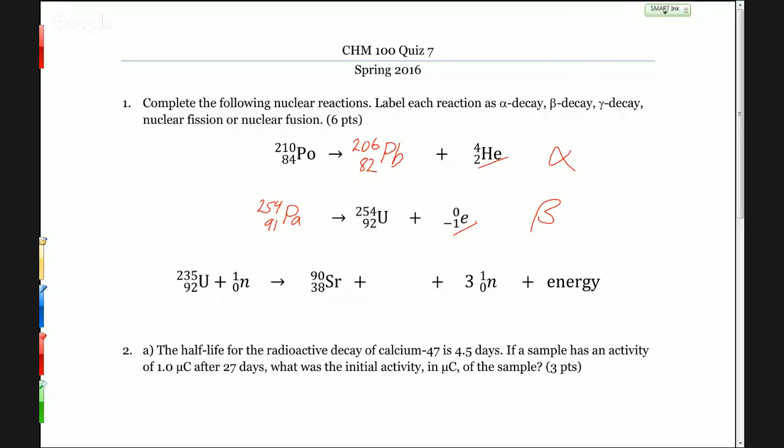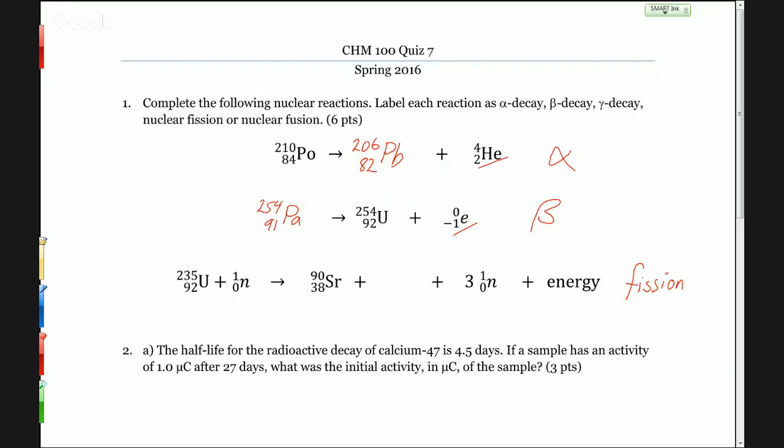And then the last one is a bigger reaction. It might help to first say what kind of reaction this is. There are 5 choices here. So we've got alpha, beta, gamma, nuclear fission, or nuclear fusion. What is this one? Yeah, this one's fission because it's breaking apart. So that's nuclear fission. The uranium is breaking apart when bombarded with a neutron.